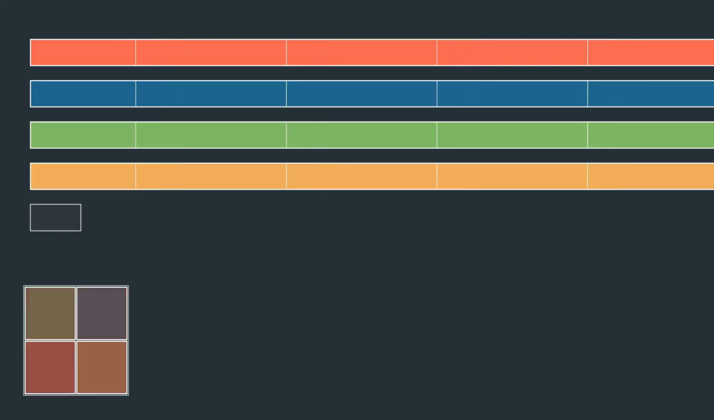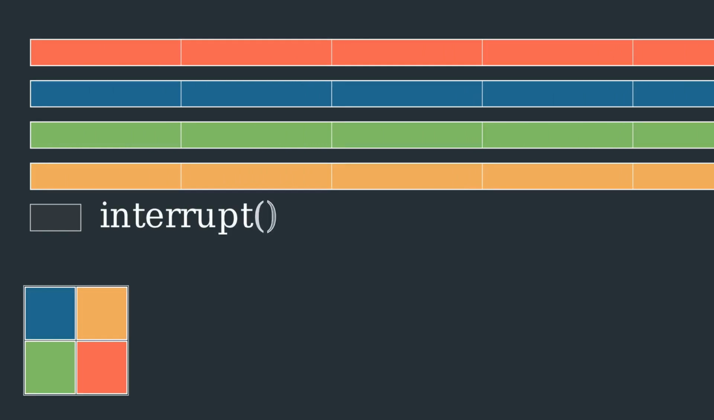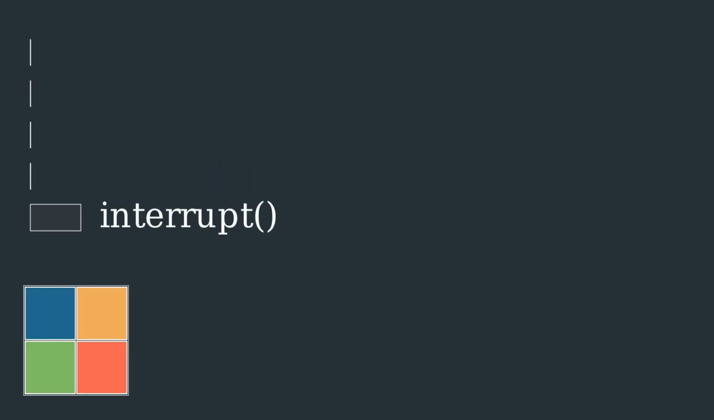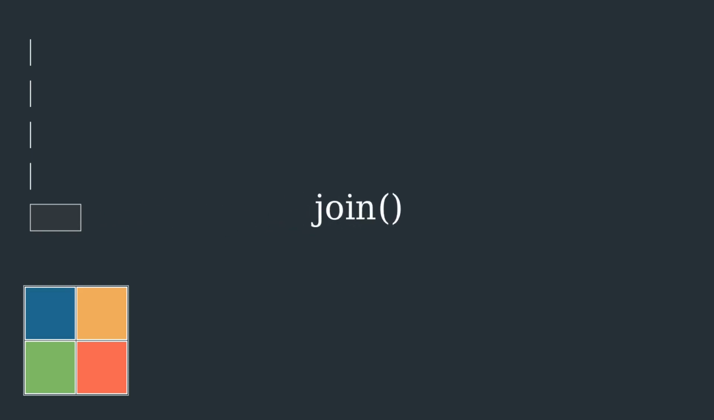Oftentimes, you will have threads with tasks that never end. Each thread will run forever until a certain condition is reached or a time limit has expired. Once that happens, a separate thread can swoop in and interrupt all of them using thread.interrupt. That same calling thread can use thread.join to wait for the other threads to stop before it can display the final result, thereby synchronizing with the worker threads.